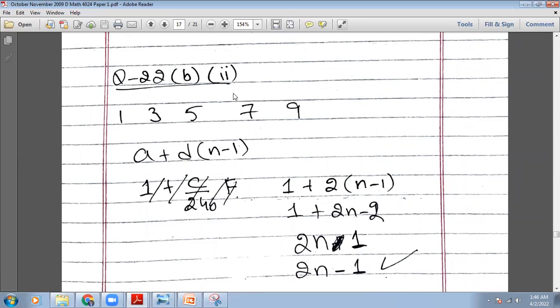Question number 22B, second part. He says write the nth term of 1, 3, 5, 7, 9. Because a certain number is added, here 2 is added again and again, you can simply apply the formula for the arithmetic sequence, that is a plus d bracket n minus 1, where a means the first term of the sequence and d means the common difference, which is 2 here. So 1 plus 2 bracket n minus 1. So it will be 1 plus 2n minus 2, so 2n minus 1 is the answer.